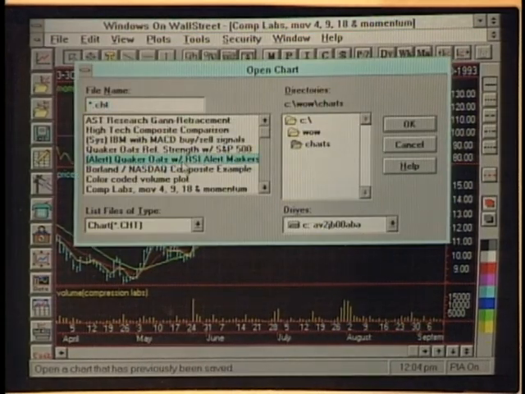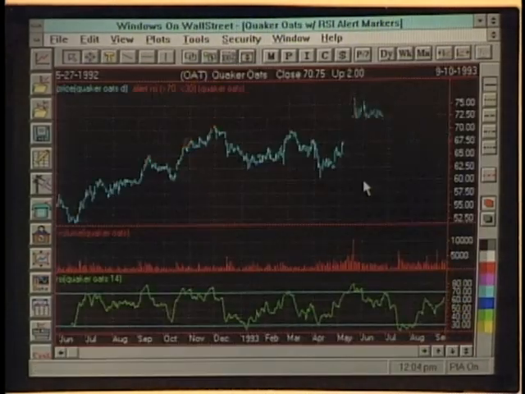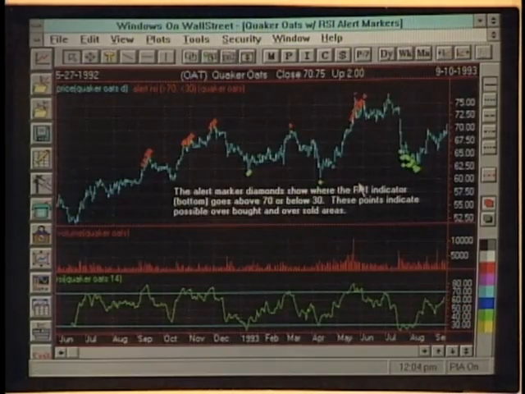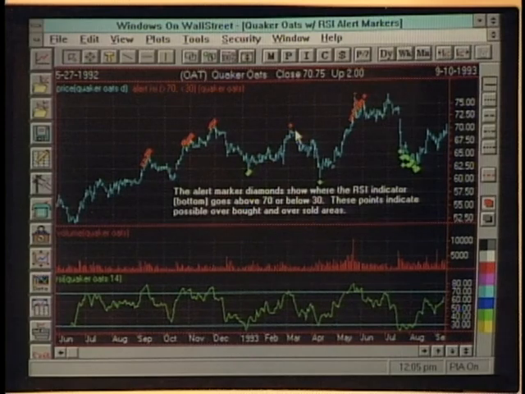Let's open up Quaker Oats with the relative strength index alert markers. And what does this tell us? Well, the alert marker diamonds show where the RSI indicator goes above 70 and below 30. What it's trying to show you is that at this level, you'd probably want to sell the particular security, and at this level, you'd probably want to buy it. So based on the analysis, the software might say when it gets to this point, I should sell. If it gets to this point, I should buy. And the little markers tell me that.